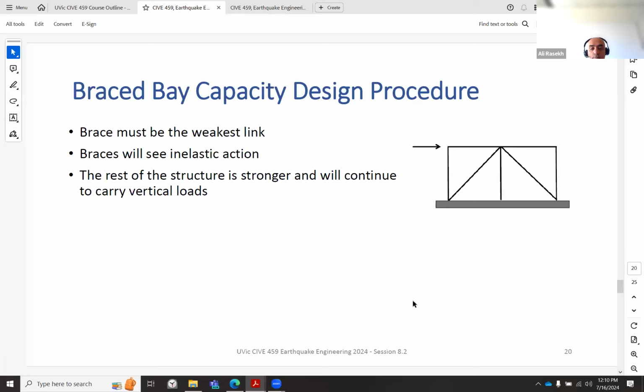Again, the same philosophy is used here. The brace must be the weakest link, and the brace will see inelastic action. Everything else is strong and will continue to carry vertical load without any yielding.